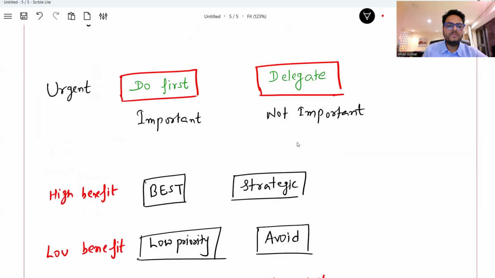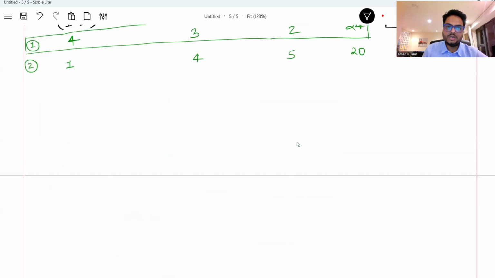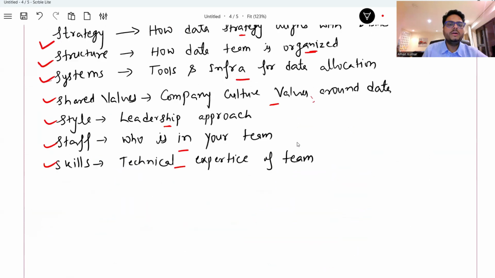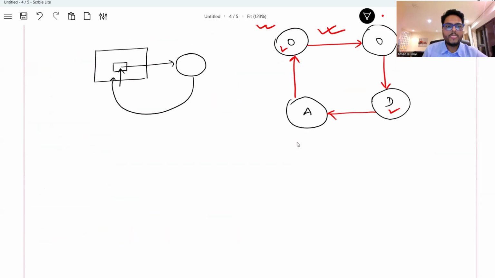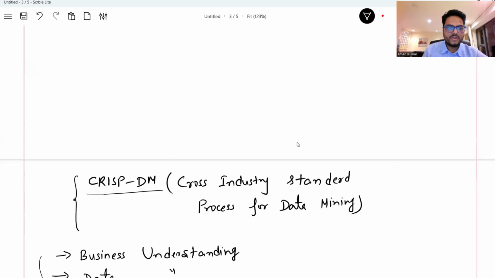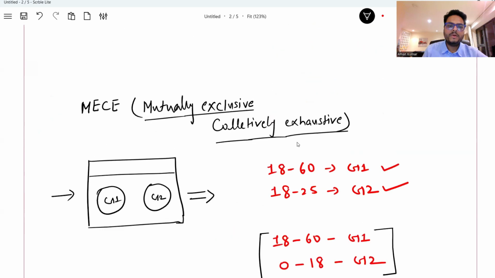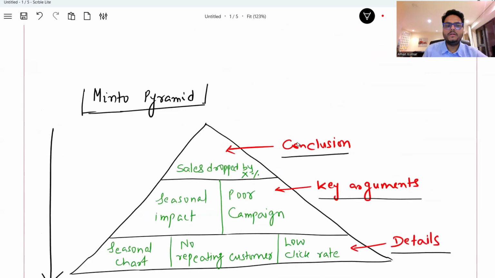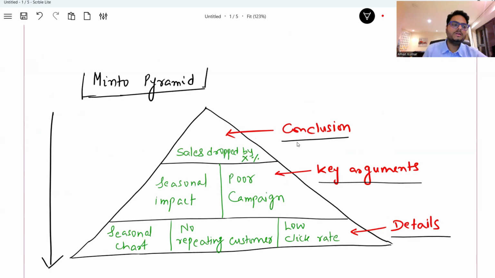So how many frameworks have we discussed? 2 cross 2 framework is 1. I score model is 2. McKinsey 7S framework is 3. OODA loop is 4. CRISP-DM is 5. MECE framework is 6. And the Minto pyramid in the beginning is the 7th. So no matter which background you come from, if you remember these things and if you know what they are, your storytelling abilities, your analysis abilities, your thought structuring abilities, your ability to convince the stakeholders is going to increase multiple folds.